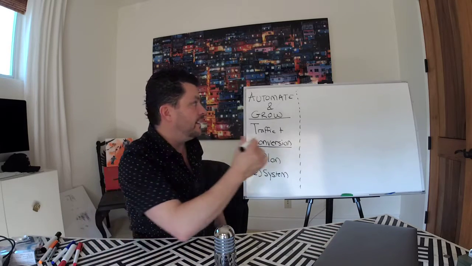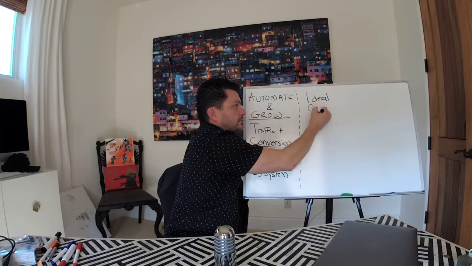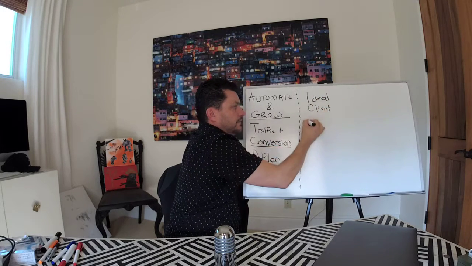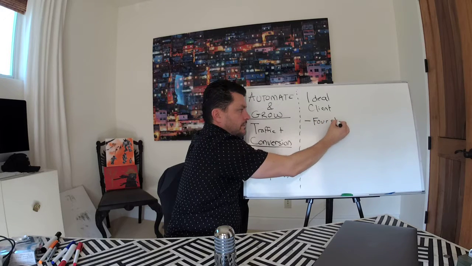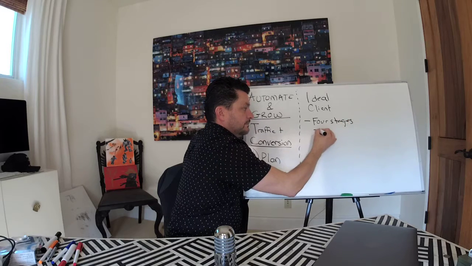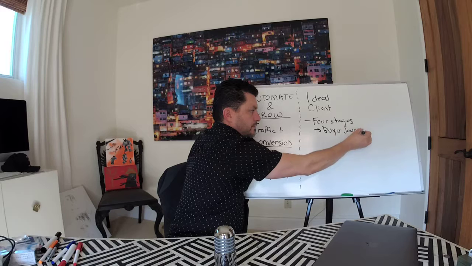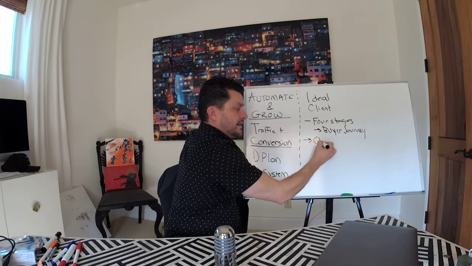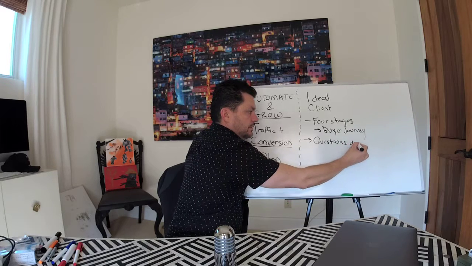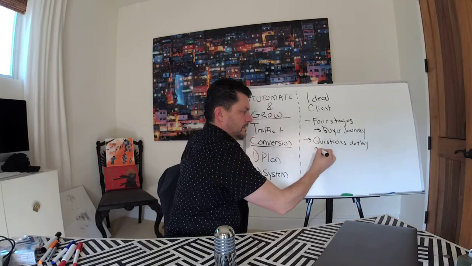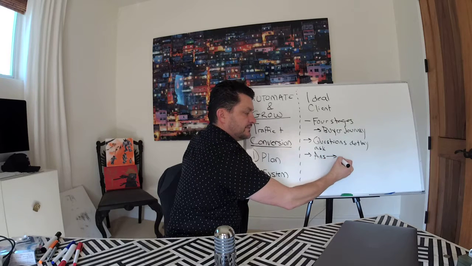Okay, so the plan is really to document that, right? Like, who is your ideal client? What are the 4 stages to their buyer journey? And then what questions are they asking? And I'll talk about why that's important. And what answers do they need to advance from each stage?